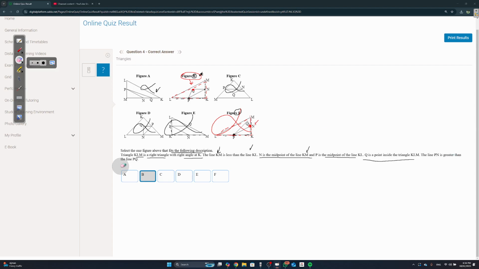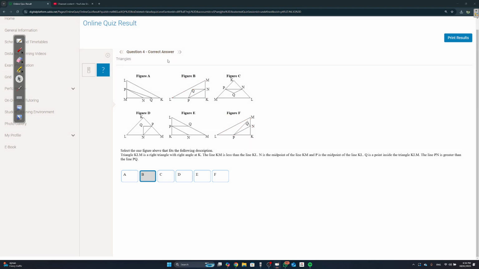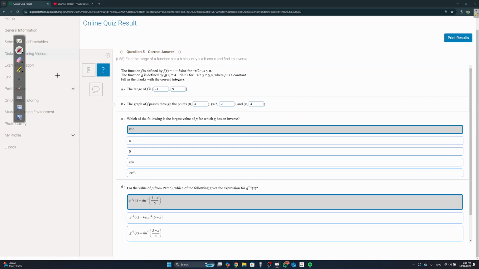Okay, and then they said line PN is greater than line PQ. PN and PQ, here they're the same. As you can see, they're the same, it's not greater. But here PN is greater than PQ. So that's another observation that you may deduce.